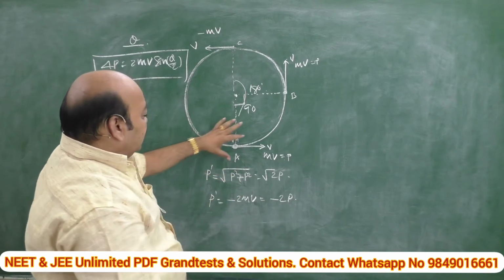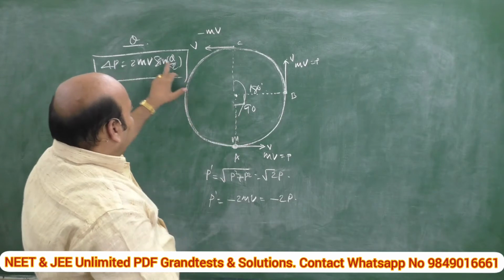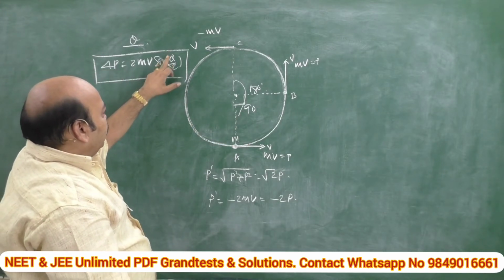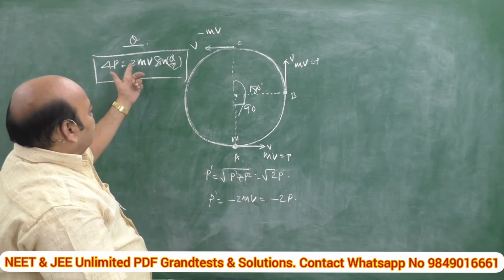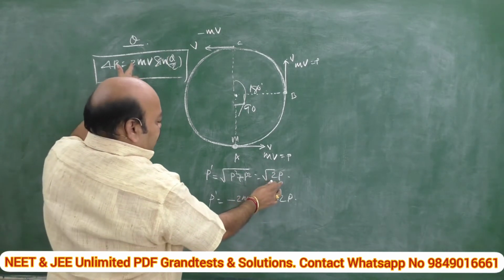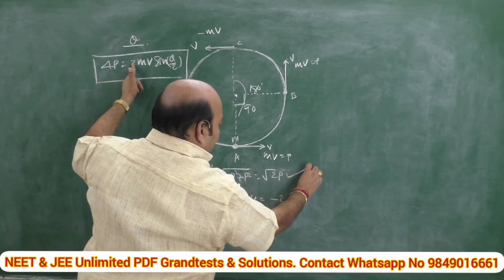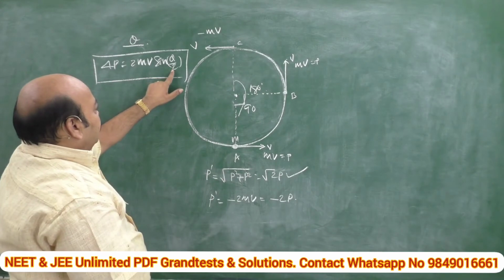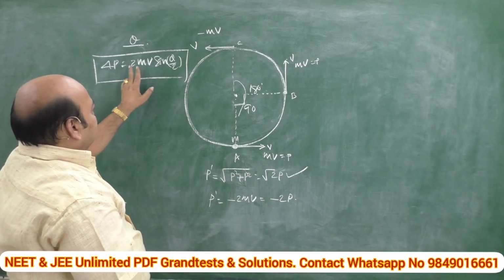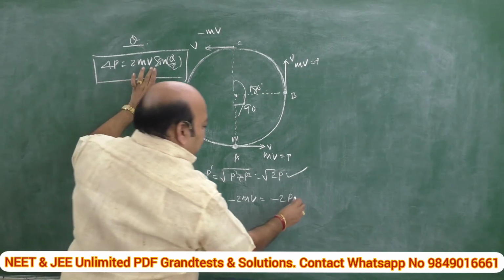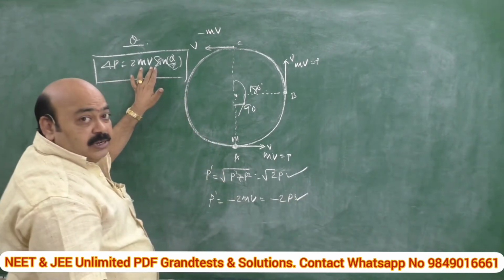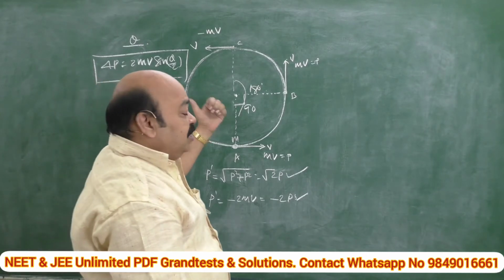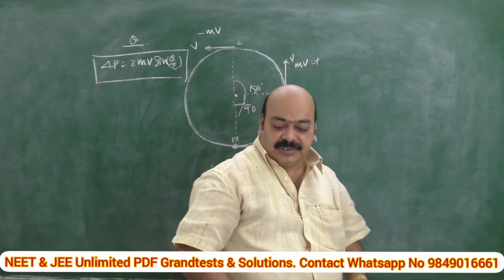Let us check whether it satisfies this condition. Here it is 90. 90 by 2 means sin 45. Sin 45 means 1 by root 2. Root 2 and 2 get cancelled, giving 2 root 2 p. This is the right answer. And in this case it is 180. 180 by 2 means sin 90. Sin 90 means 1. It is nothing but 2mv. Yes, again it is in good agreement with the value. It's a very important shortcut technique while doing change in momentum questions.